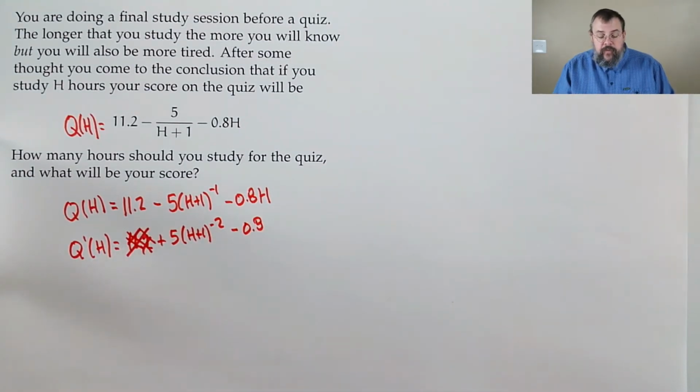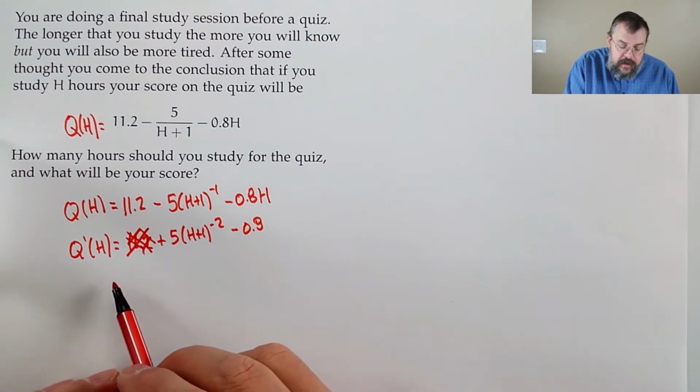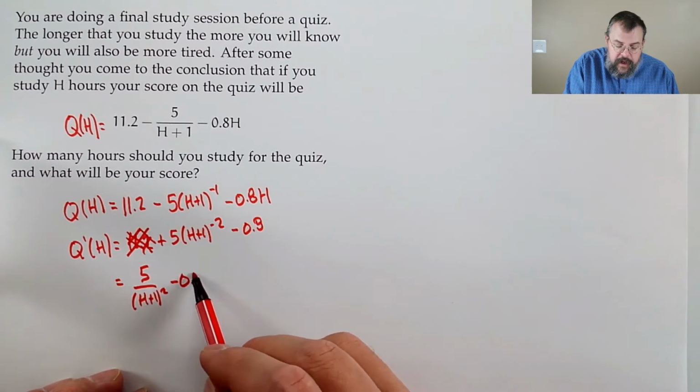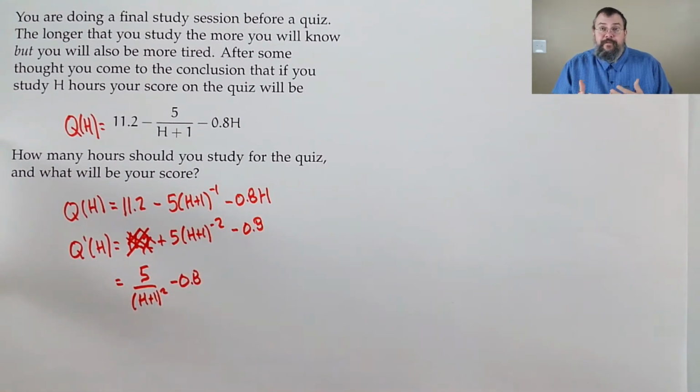Now, is this ever undefined? Well, if we think about what the function is saying, this is saying 5 over h plus 1 squared minus 0.8. Now, it would be undefined at negative 1. However, is it possible for us to study for negative 1 hours? So somehow it says, well, we've got to unlearn what we've done. Well, I don't know, maybe watching too many reruns might have that effect, but we're going to assume that, no, we can't study for a negative amount of hours, so it's not going to be undefined.